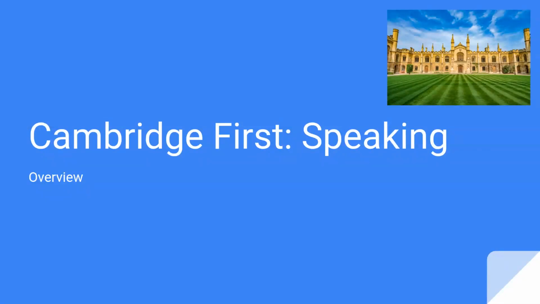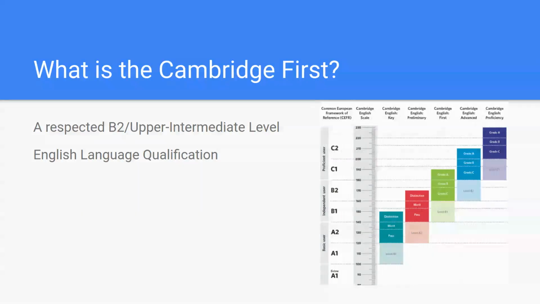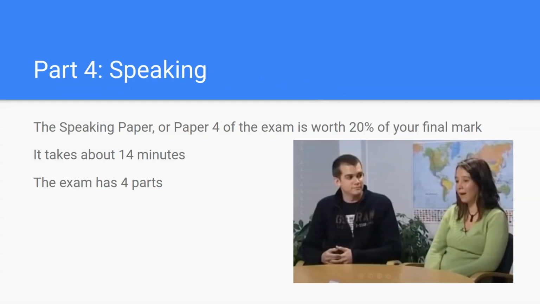Today I'm going to be giving an overview of the Cambridge First speaking paper, which was last updated in 2015. This will be general information and I'll be going into more detail in following videos. The Cambridge First exam is a B2 level exam on the Common European Framework, or Upper Intermediate in level, and is a qualification accepted and respected all over the world by educational institutions and businesses as proof of English attainment.